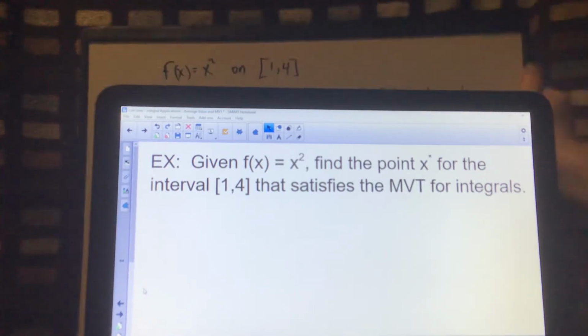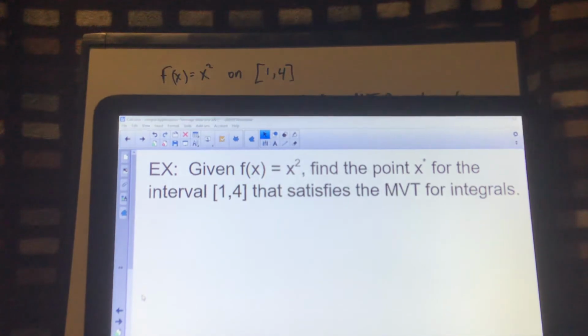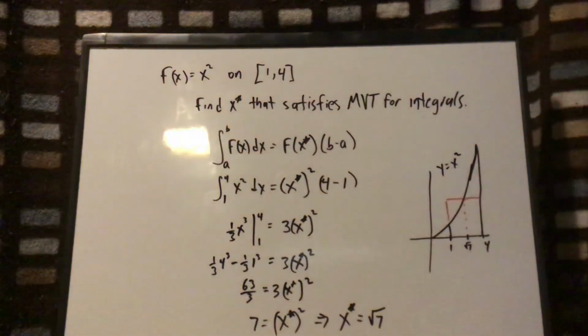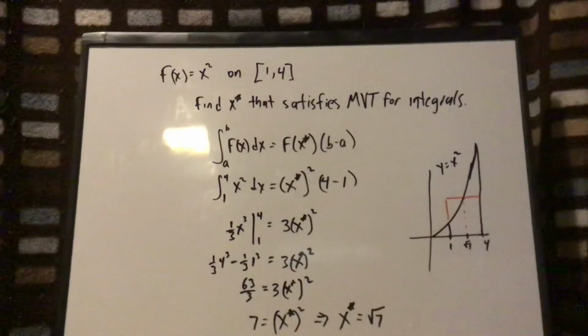All right. So let's move the screen out of the way. So back here is the work. I sort of rewrote the problem at the top. So the top just has my f of x is x squared. I'm on 1, 4, and I'm looking to find the x star that satisfies the mean value theorem for integrals.